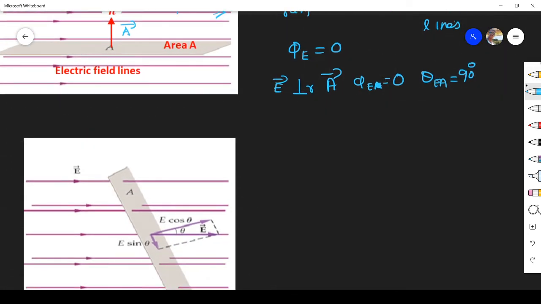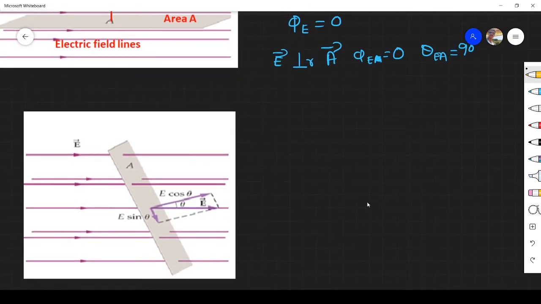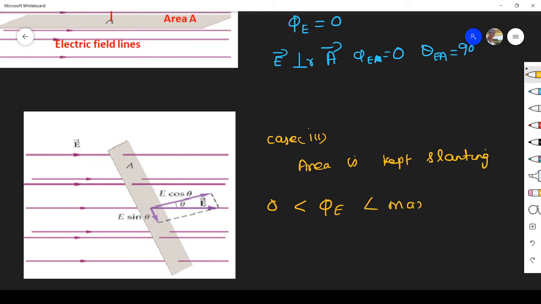Now you see the surface is neither parallel nor perpendicular, it is slanting. The area is kept slanting, neither parallel nor perpendicular to the electric field. So what are we going to do now? If it is parallel, we get Φ_E as 0. If it is perpendicular, we get Φ_E maximum. Since it is neither, lying between parallel and perpendicular, Φ_E lies between 0 and the maximum. The maximum value is EA.